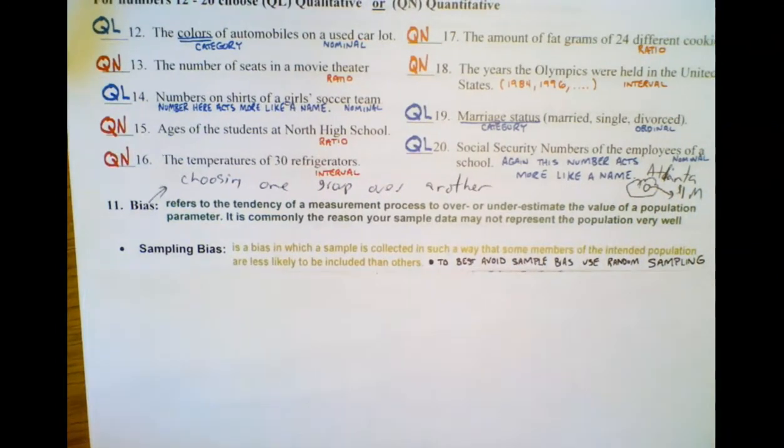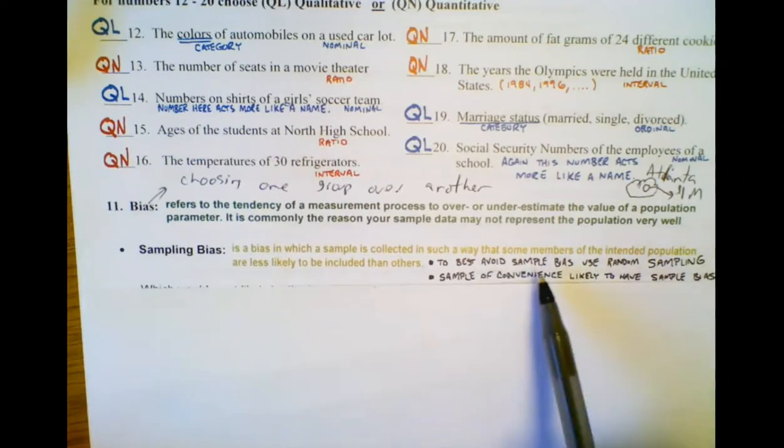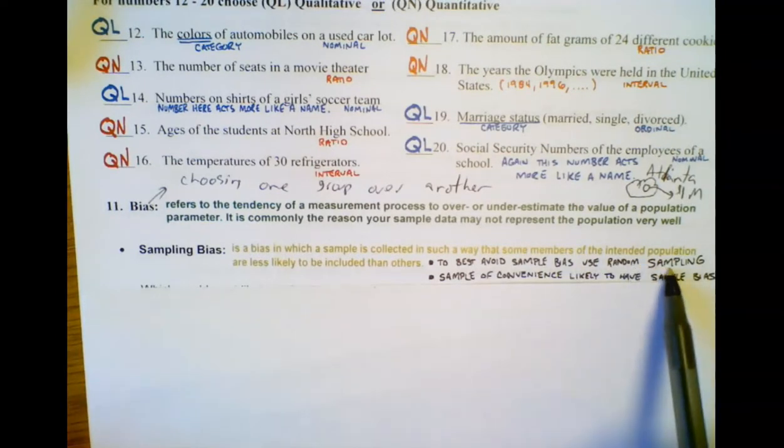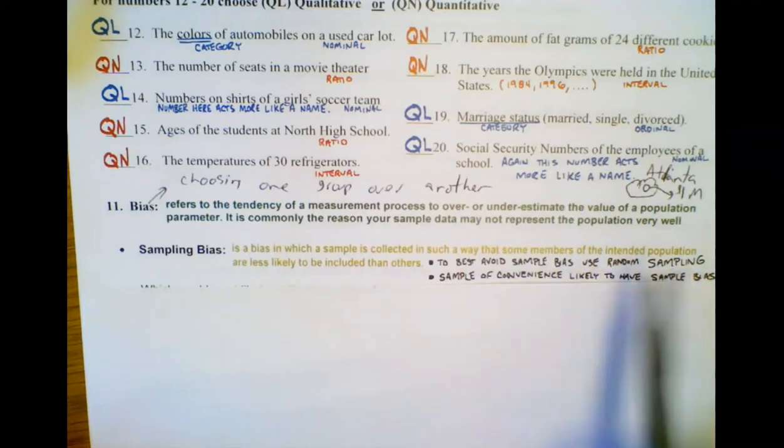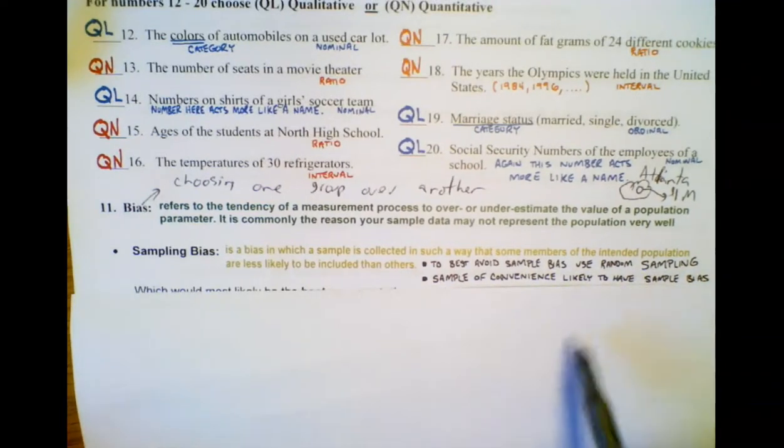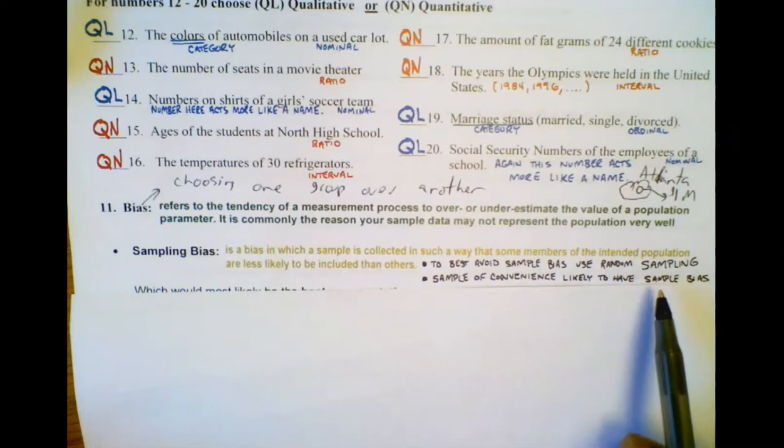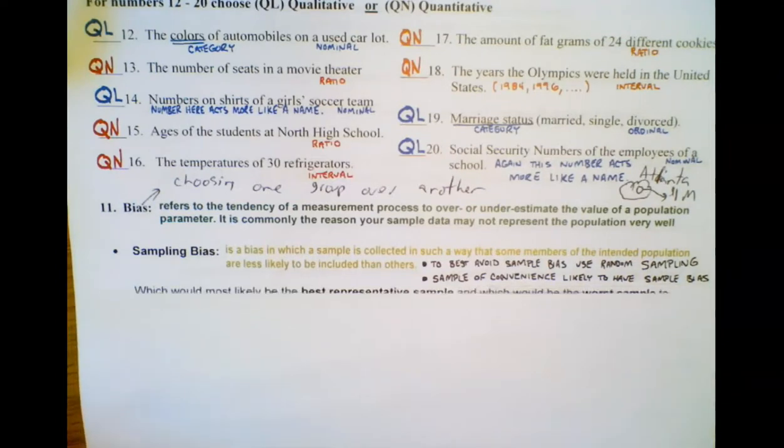So that's sampling bias. The best way to avoid sampling bias is to use random sampling. Sampling of convenience is most likely to have sampling bias.